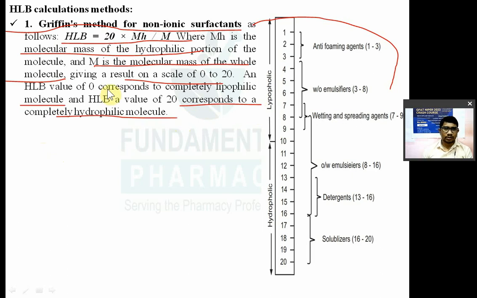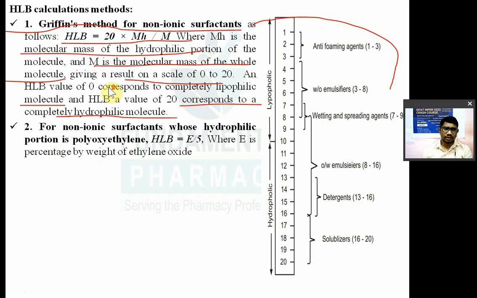So Griffin's method. Second method होता है आपका for non-ionic surfactant. Again, non-ionic surfactant having hydrophilic portion polyoxyethylene. अगर hydrophilic portion में polyoxyethylene है non-ionic surfactant का, so in that case HLB is equal to E divided by 5. E is nothing but the percentage weight of ethylene oxide. ये क्या है? Ethylene oxide का percentage. इसका formula क्या है? HLB is equal to E divided by 5. Formula भी पूछा है एक दो बार.